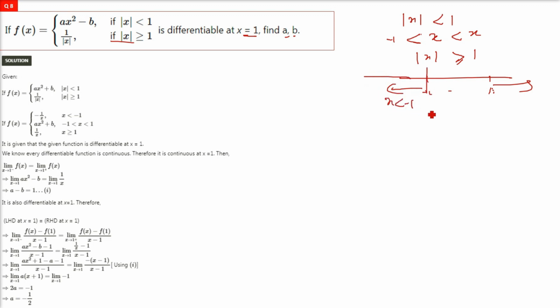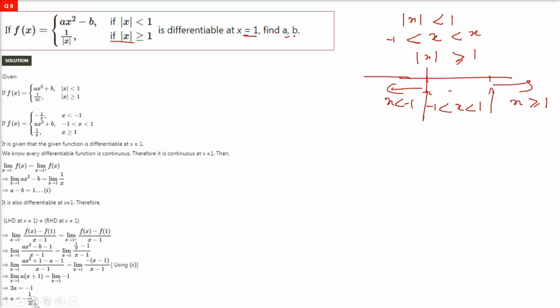x less than minus 1, x greater than 1, and here we have x between negative 1 and positive 1. So there are 3 different parts, and you have to write the function for all these 3 parts. When you open this mod x, there will be 2 conditions for this mod x as well. I hope you got the idea.